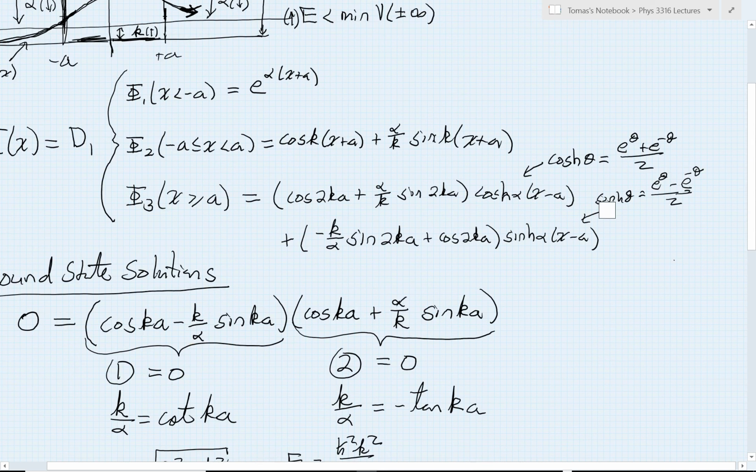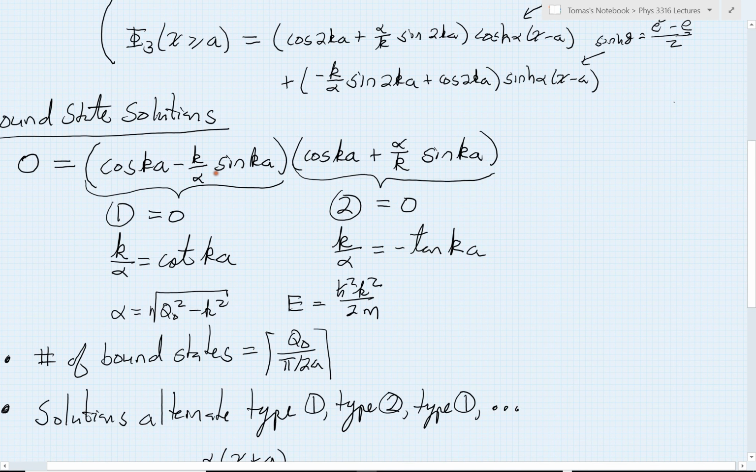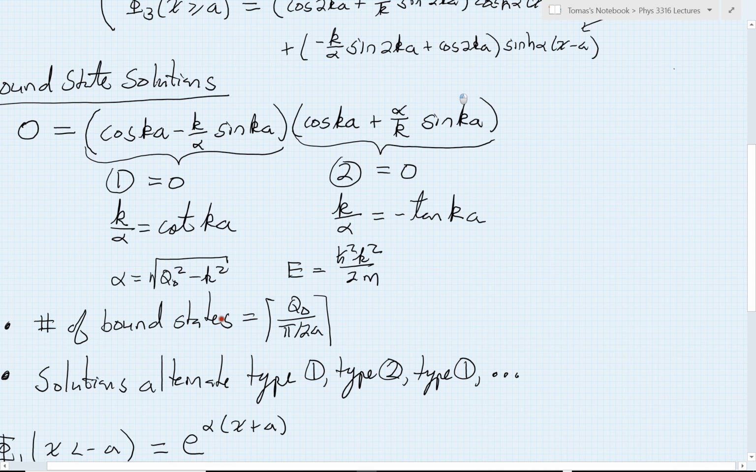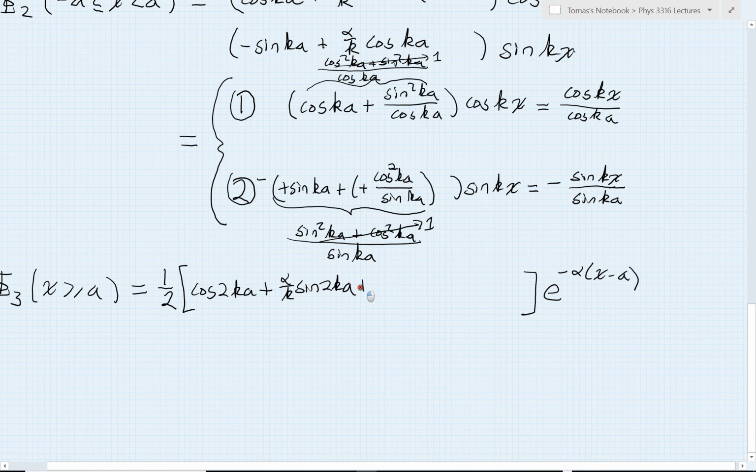From the hyperbolic sine, it's the same argument, except notice there's a minus sign that goes with the decaying exponential. So I have minus of these two factors, which will then give me a plus k over alpha times the sine, and then minus the cosine. So I have plus k over alpha times the sine of 2Ka, and then minus the cosine of 2Ka.